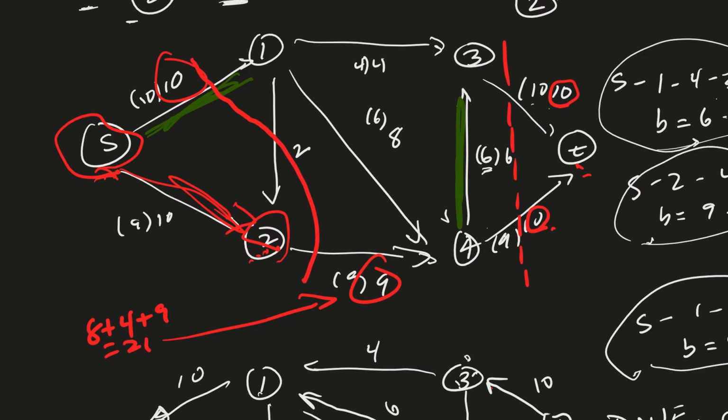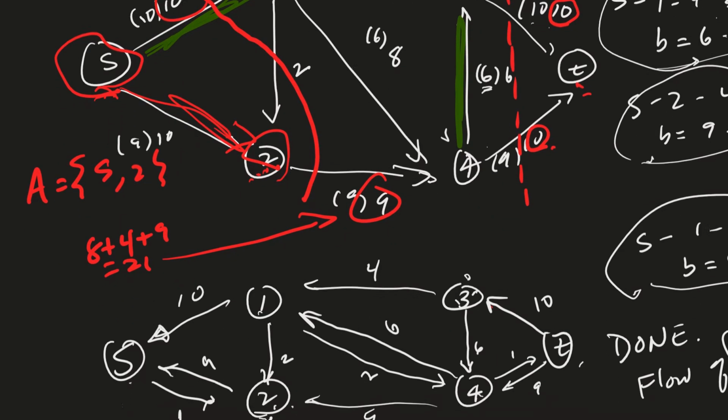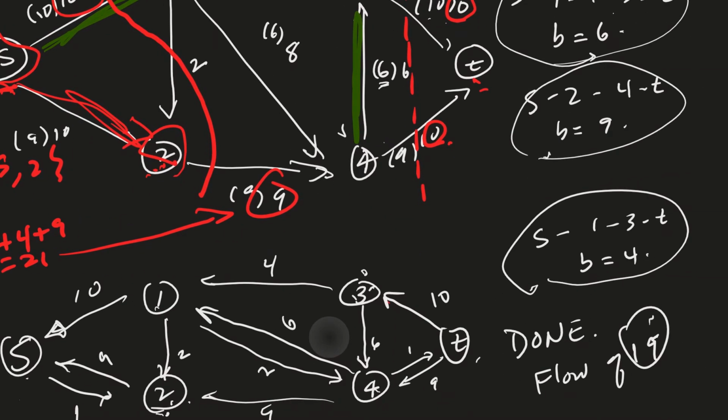So there you go. If A is equal to S2, right, then the cut from A to B is equal to 19. And so the flow is 19. And so that is the cut that gives you the max flow. Good. All right, so that was fun.